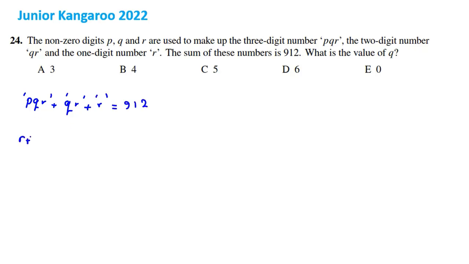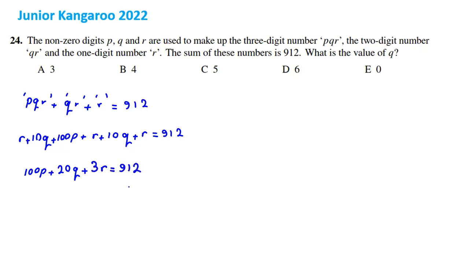So the first one PQR is 100P plus 10Q plus R, plus 10Q plus R, plus R, equal to 912. Now here we have 100P plus 10Q plus 10Q, 20Q, plus R plus R plus R, 3R, equal to 912. And P, Q, R are non-zero digits. And it wants only Q. So here we should consider cases. Because it is 100P, when we want to consider cases, we want to see that P is at least what? For example, if P is 1, it is not possible, because then we would need to create 812 with Q and R.